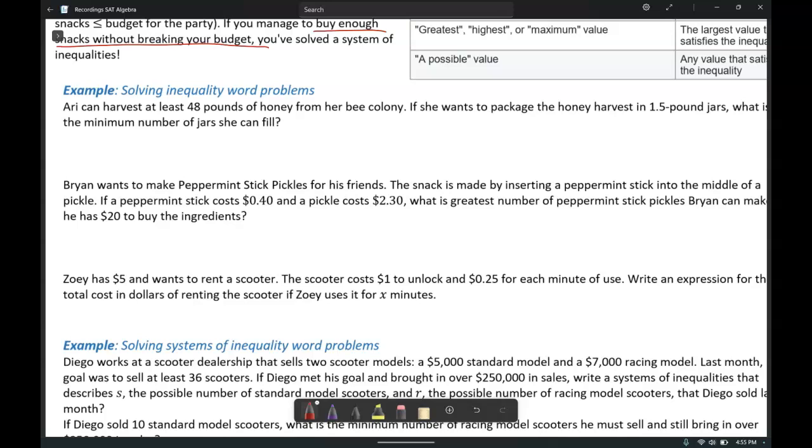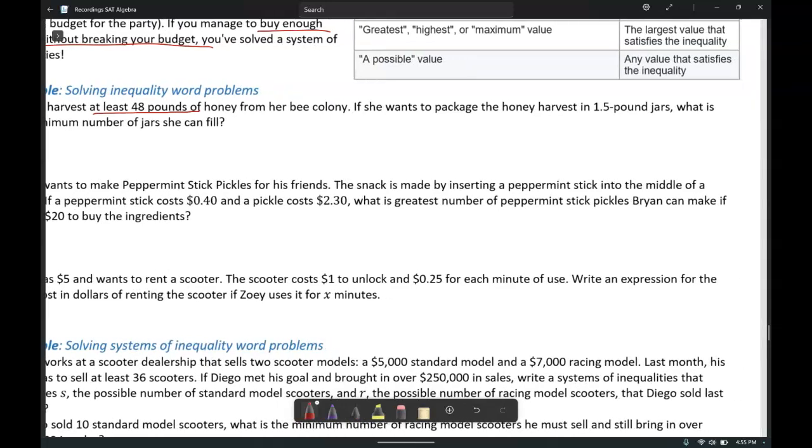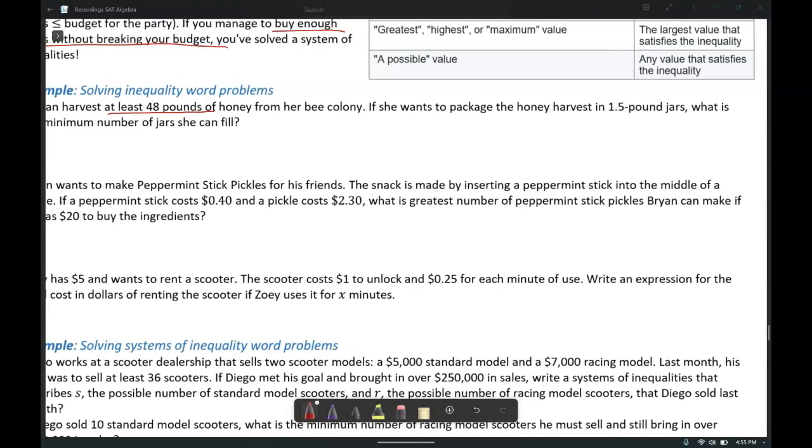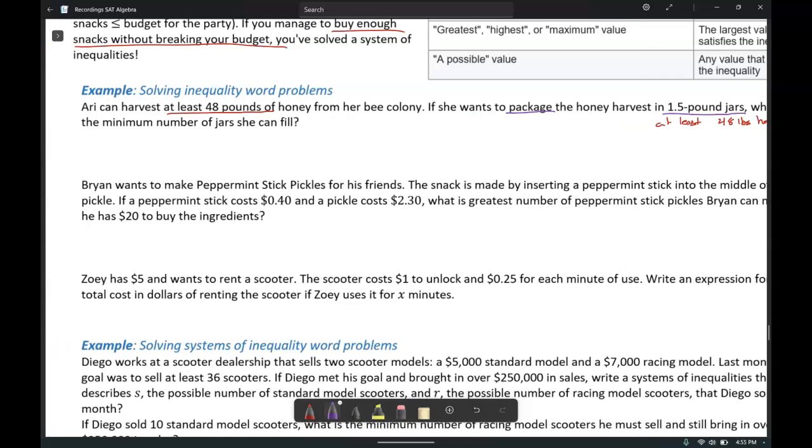And so the first constraint is that she has at least 48 pounds of honey. So that's always a good place to start, is what the inequality is going to be. So we have at least 48 pounds of honey. Okay. Now, she's harvesting that honey and she wants to package it. And so now we have to look at the packaging portion. She wants to package the honey in 1.5-pound jars, and we want to know the minimum number of jars.